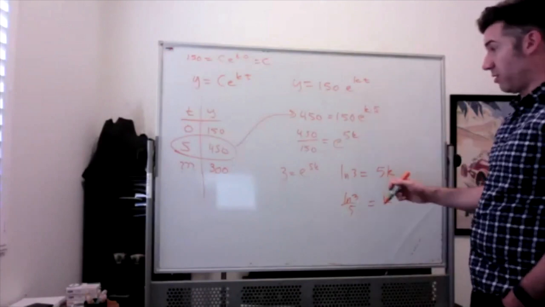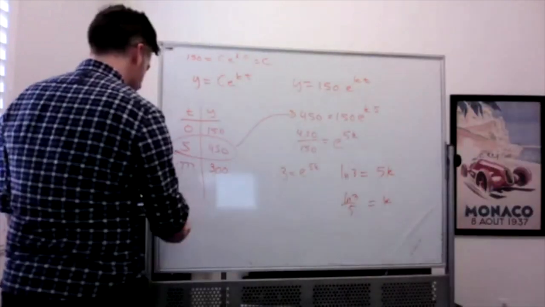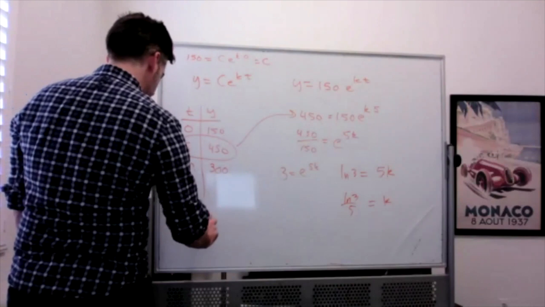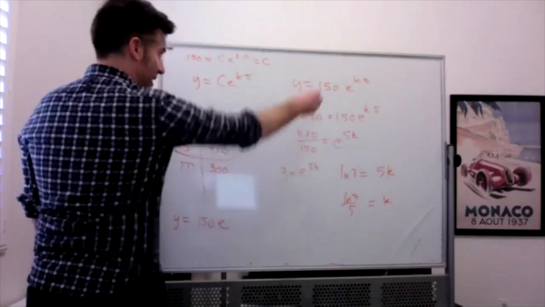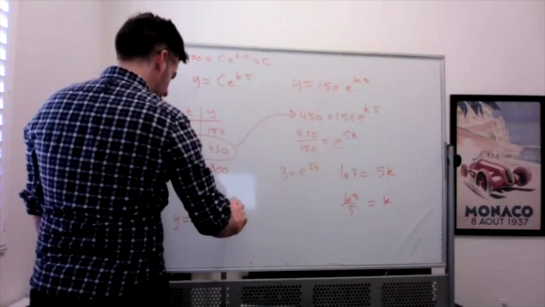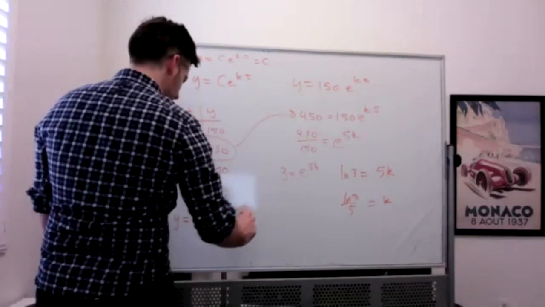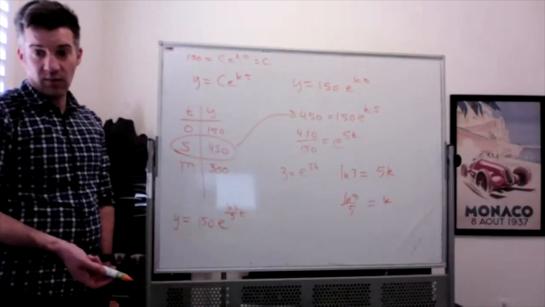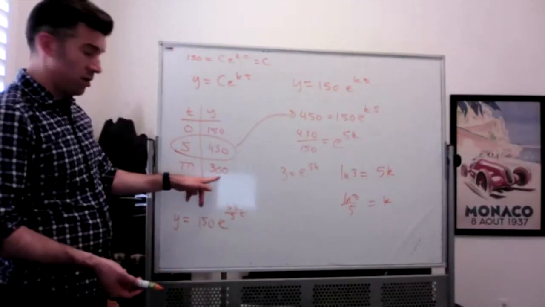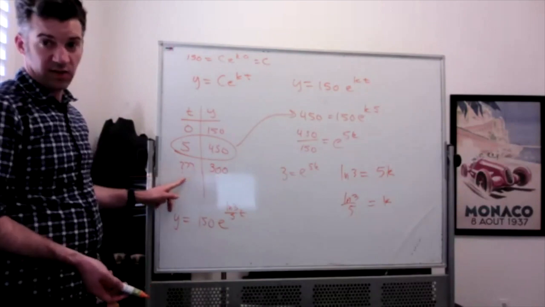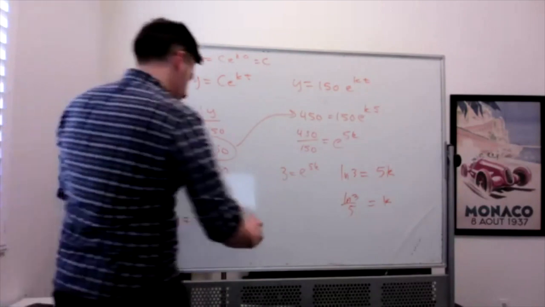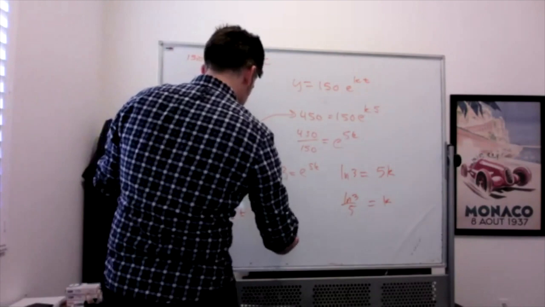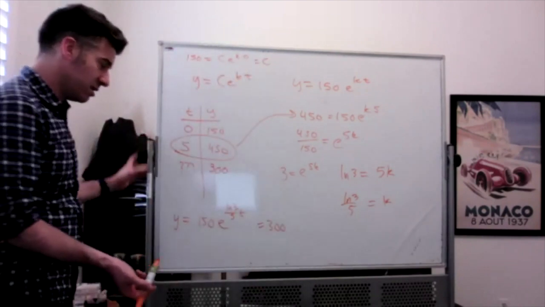That's what's going to go for our model. So now our model looks like this: y equals 150 e to the k, where k is the natural log of 3 over 5, times t. And then we're going to set that equal to 300 so we can figure out how long it takes for the population to double. So set that equal to 300. And now I'm going to solve for t.